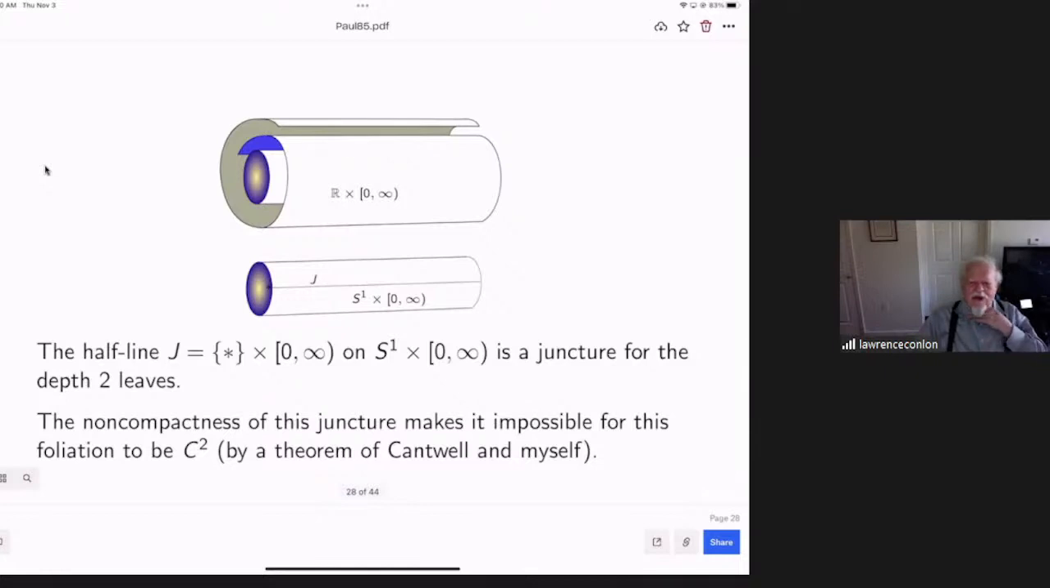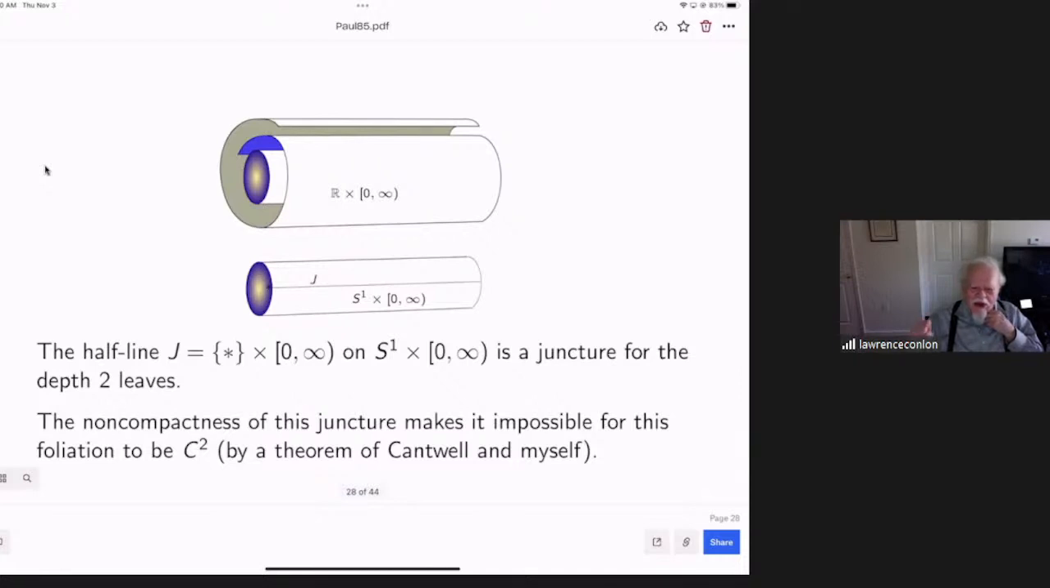Incidentally, when I was giving a talk many, many years ago at a seminar at WashU, Gary Jensen nicknamed this foliation the toilet paper foliation, for reasons, I guess, that are obvious.